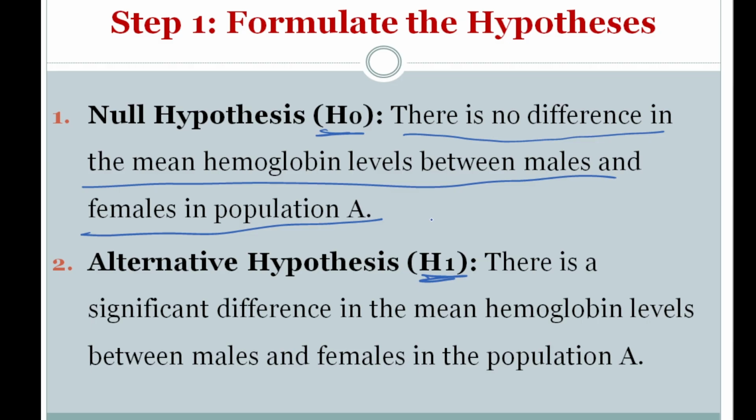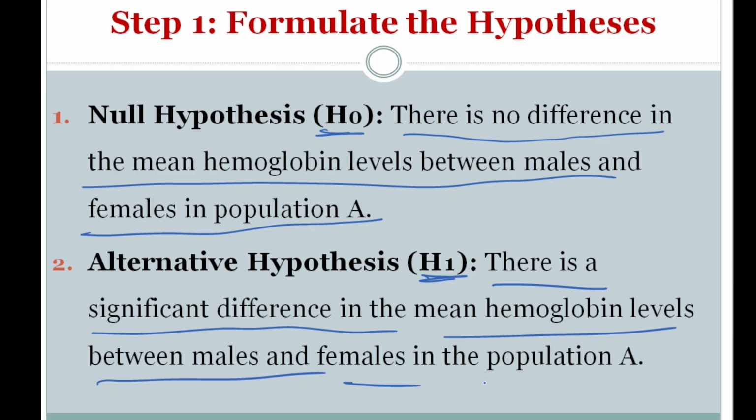So what will be the alternative hypothesis? The alternative hypothesis will be there is significant difference in the mean hemoglobin level between males and females in population A. So this is the first step to formulate hypothesis, which are of two types, null hypothesis and alternative hypothesis.